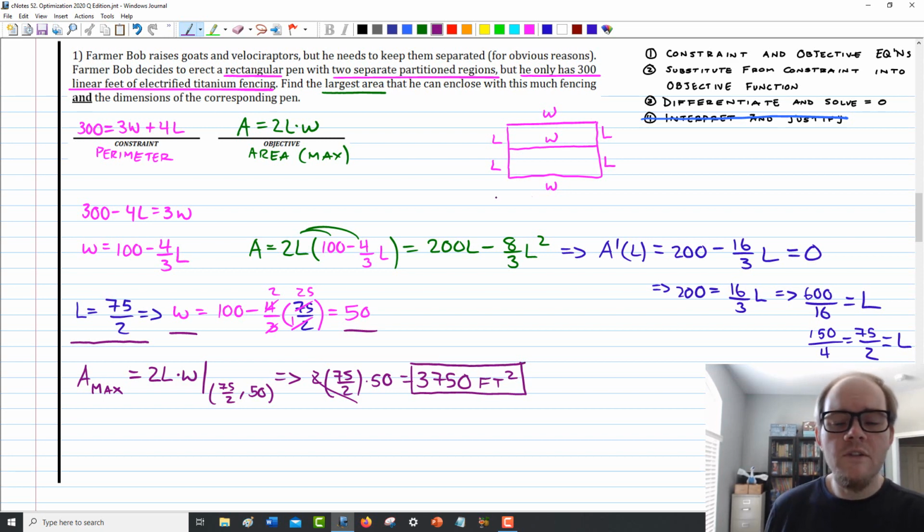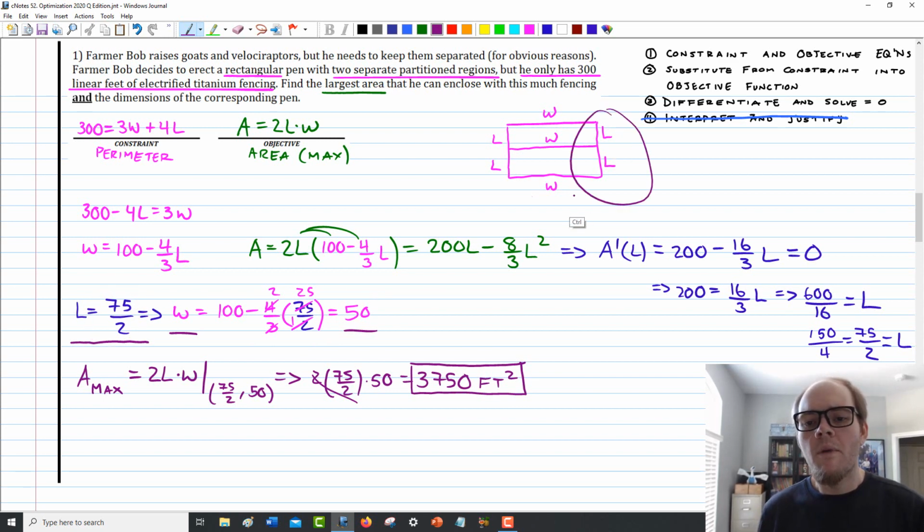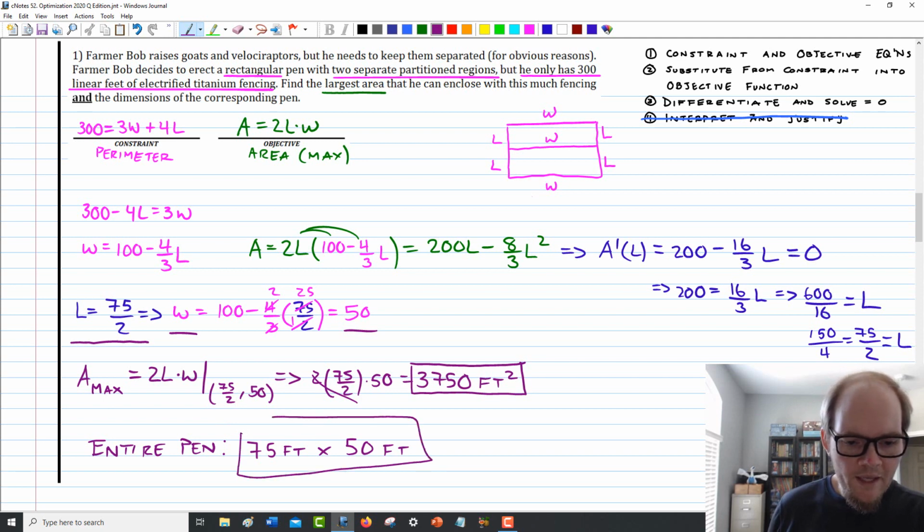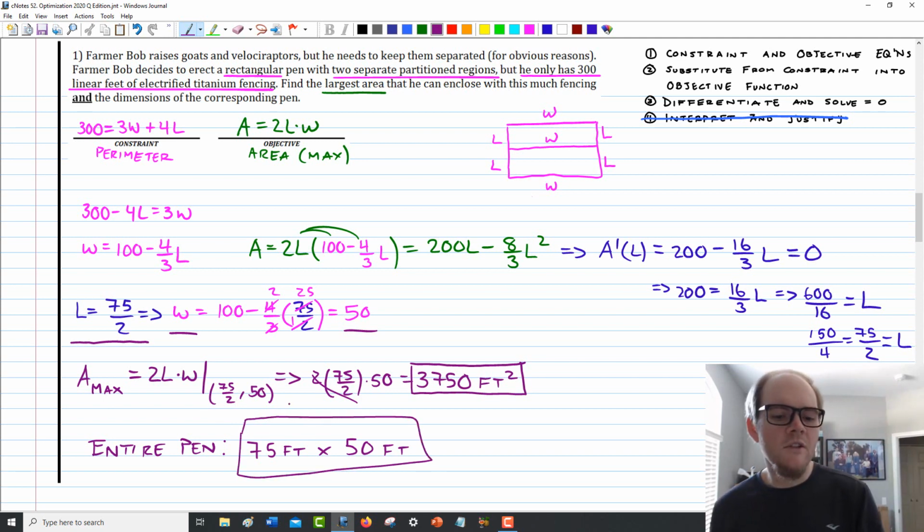As far as the dimensions of the pen, there's lots of different ways you could do this. You could report the values of L and W to match your picture. But if you wanted to just talk about the entire pen that they'd be housing these creatures in, the entire pen would be 75 feet by 50 feet. And that way I've got the most descriptive way. Describing the outside is fine.